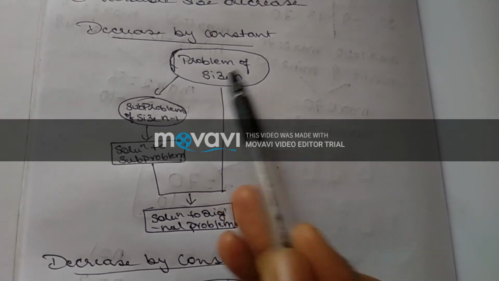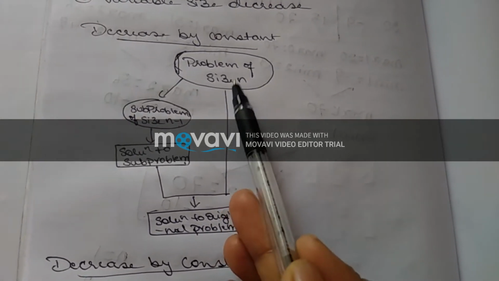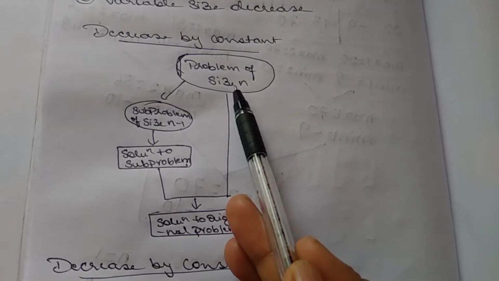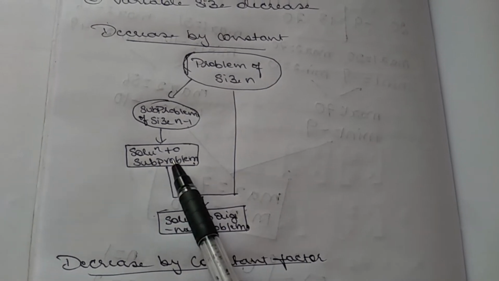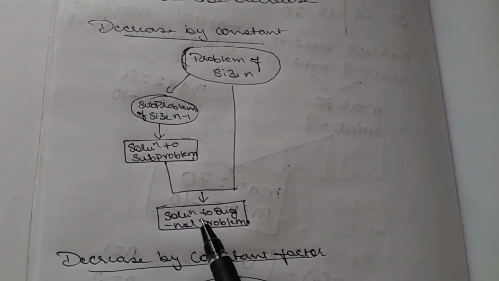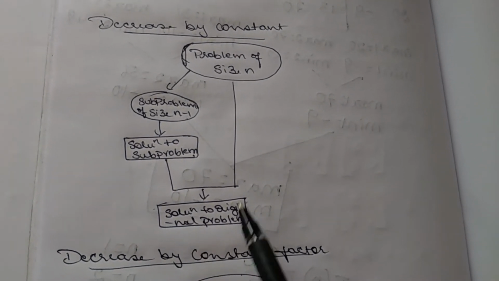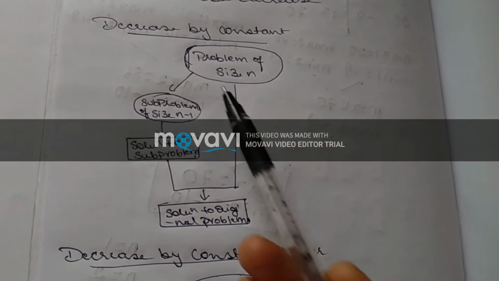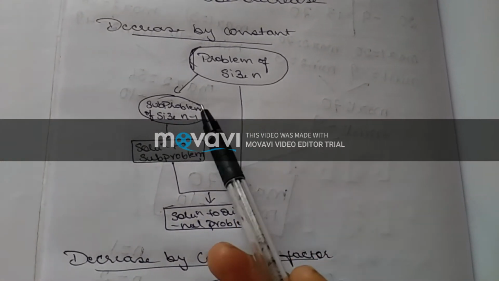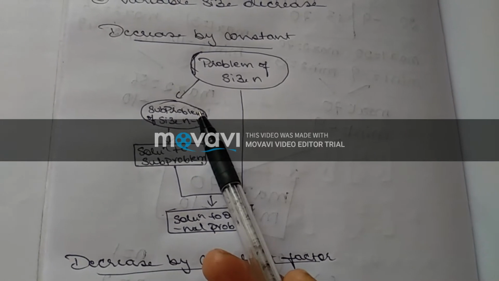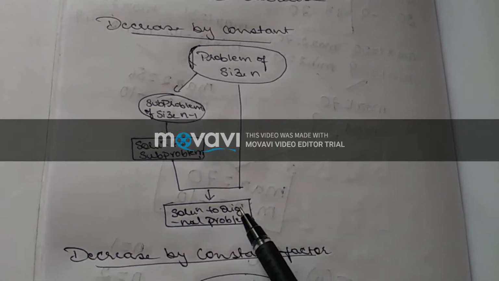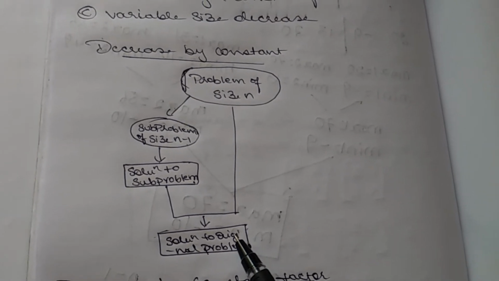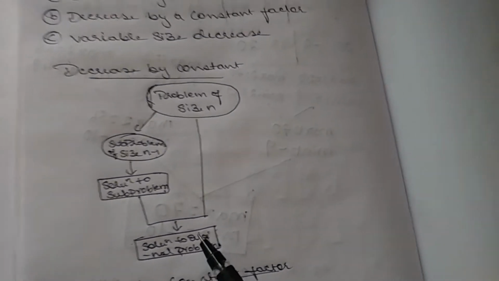See, this is a problem of size n. I'll decrease this problem by one size. One size means n minus 1. That is a subproblem of size n minus 1. Then the solution to the subproblem and then the solution to your original problem. This is the given problem and you have to reduce this by constant 1 and then you have to get the solution for the subproblem and then for the original problem. This is your decrease by constant.